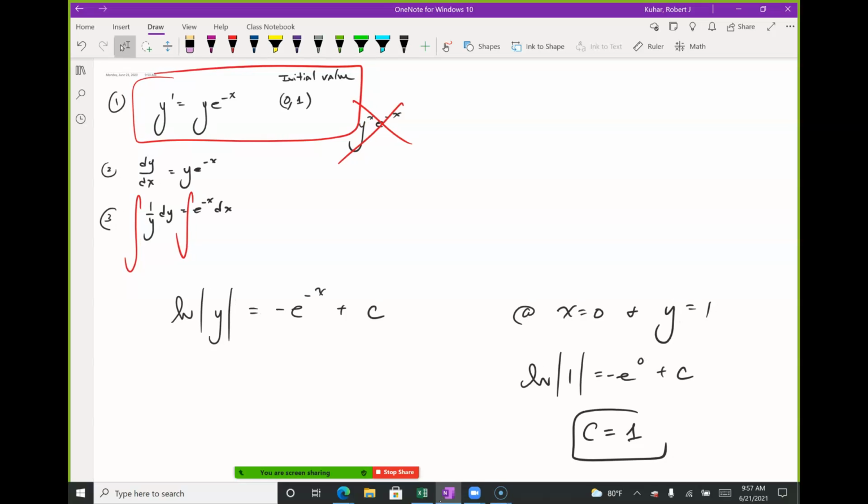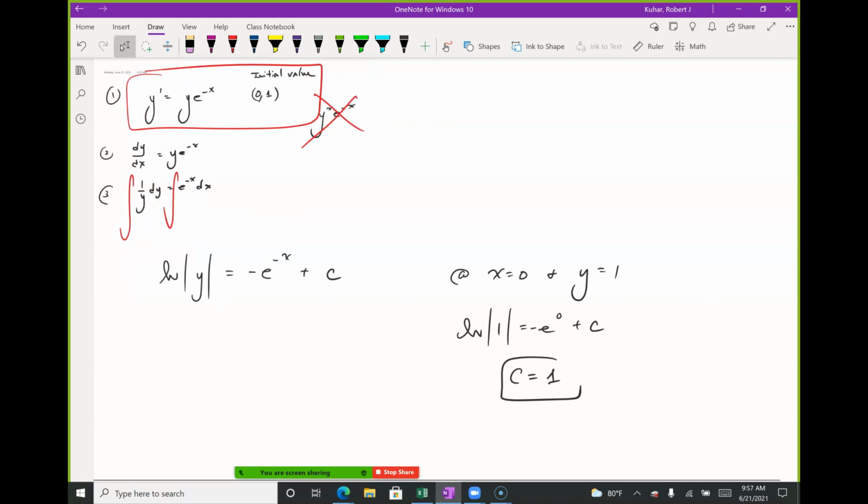So sometimes putting that initial value in right away works. Sometimes it's better to stay a little bit later, and I'll do one like that next. And you'll see what I mean. Actually, maybe you won't, but maybe it doesn't matter. I have to think about that. If I can plug in, I should be able to plug in, right? So this is my general solution.